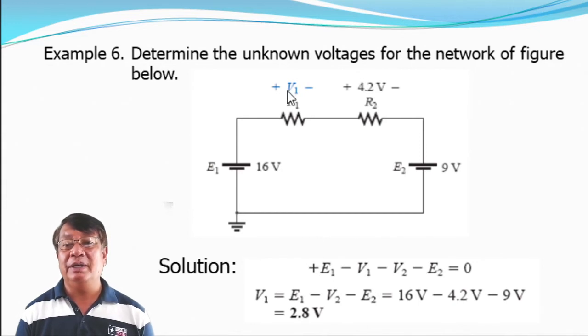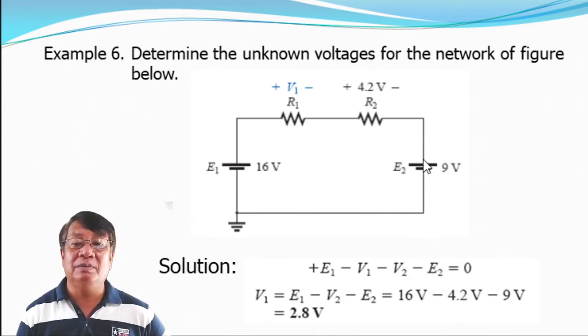Then we have positive to negative at resistor 1, so we have negative V sub 1. We have this positive to negative flow, so negative V sub 2. And then this terminal here is positive and below here is negative, so positive to negative, that is minus E sub 1. And that is equal to 0 according to Kirchhoff's voltage law.